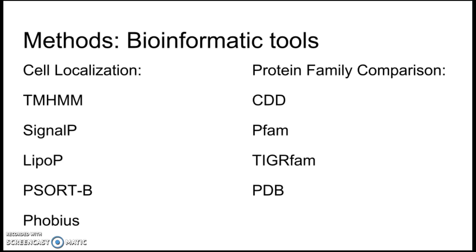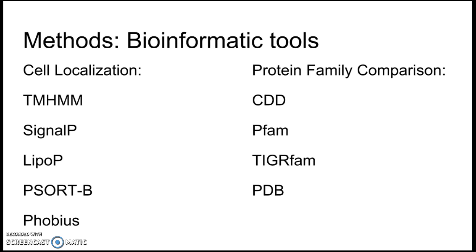PSORTb used the amino acid sequence of the protein of interest and calculated probabilities of the overall location, whether it would be in the cytoplasm, cytoplasmic membrane, cell wall, periplasm, outer membrane, or in the extracellular space. We found this tool to be very helpful in identifying the location specifically. Phobius was the last cell localization tool used, and it helped us identify whether the protein of interest was found in the cytoplasmic or non-cytoplasmic space. This tool was a great way to help confirm further predictions on cellular location of the protein.